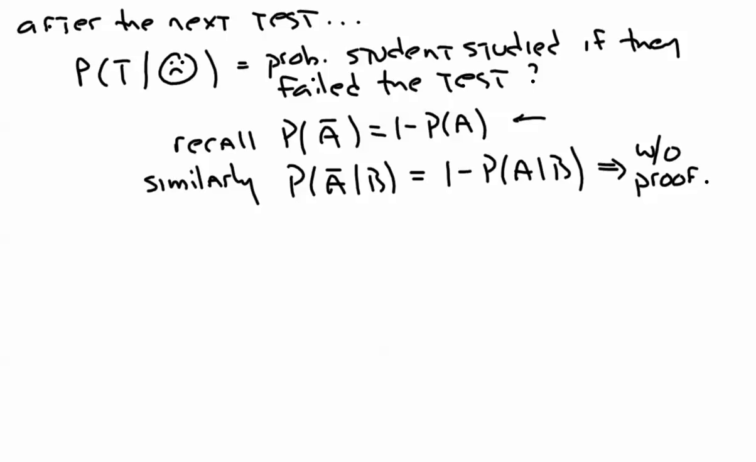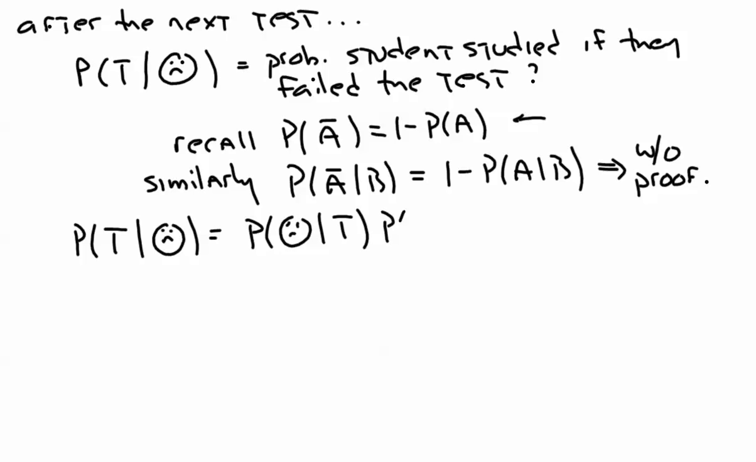All right, so let's do the math then. The probability that little Johnny studied, given that he failed the test, is the probability that he failed, given that he studied, times the probability that he studied, divided by my statement of total probability. That's a frowning face.